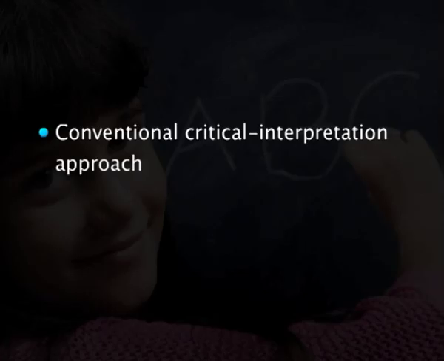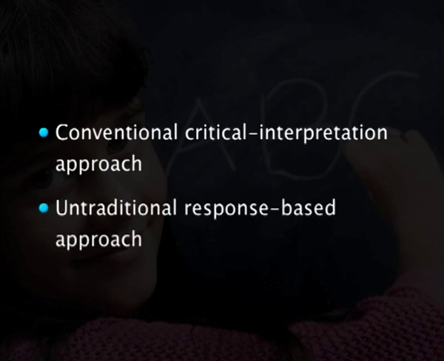At this juncture, it will be worthwhile discussing the two prevalent approaches to teaching poetry. One is the conventional critical interpretation approach, and the other is the untraditional response-based approach. The critical interpretation approach focuses on transmitting the knowledge of poetic conventions to students. It is believed that this will develop their capability of comprehending and evaluating literary merits. This precisely is the efferent stance toward the text.